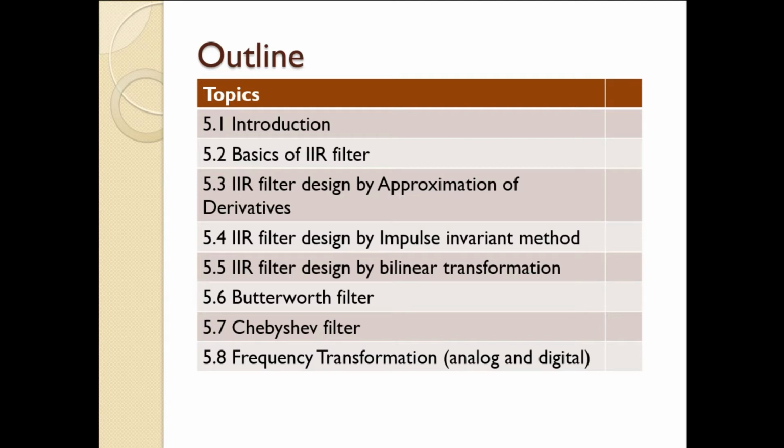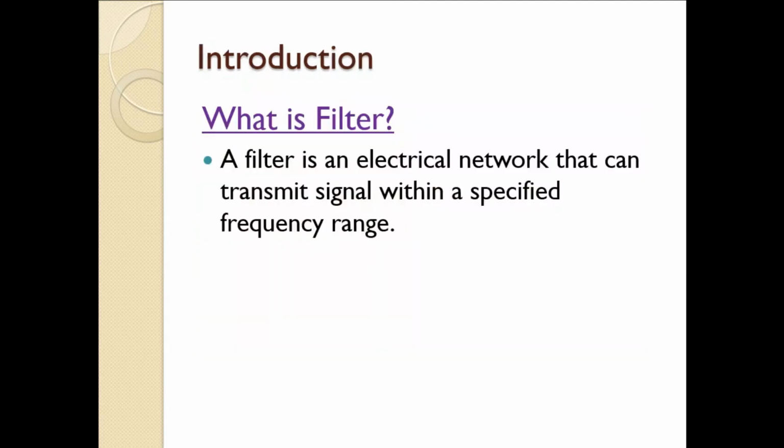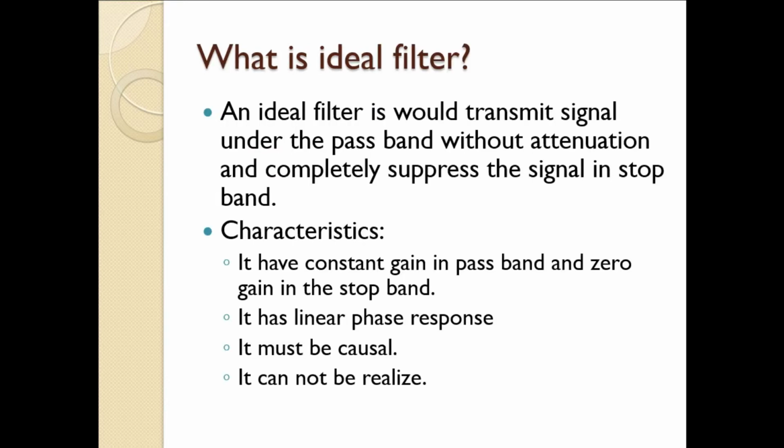Okay, now we go to the introduction. What is a filter? A filter is an electrical network that can transmit a signal within a specific frequency range. What is an ideal filter? An ideal filter would transmit the signal in the pass band without attenuation and completely subtract the signal in the stop band, which means like this.